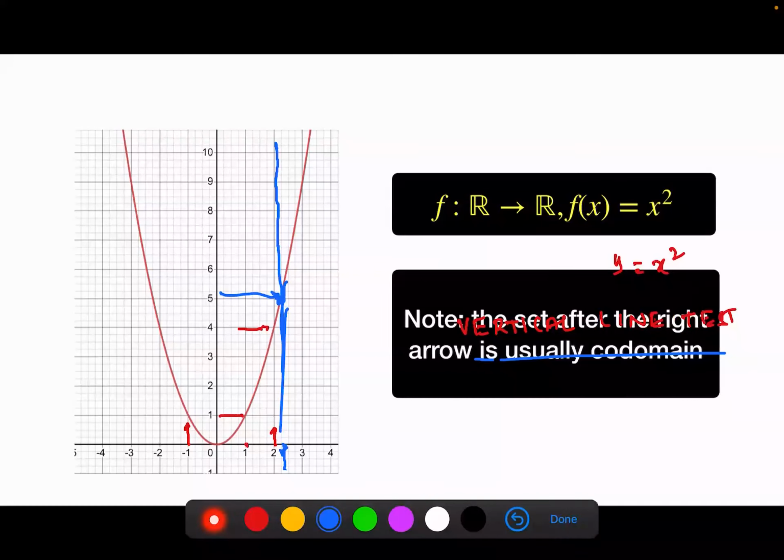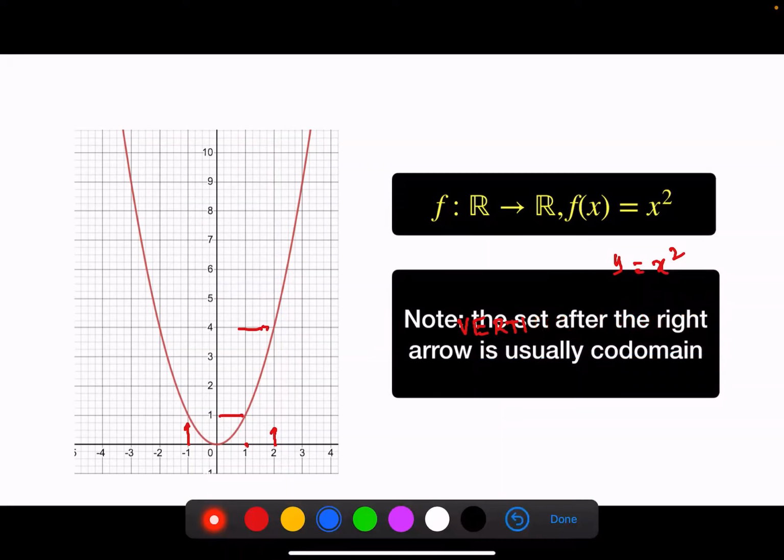Okay, so again, what did I write here? Let's see that. Let me erase this. Go back. Are you able to see what I typed there? Note the set after the right arrow. Whenever we have this definition, R to R, this set R is the codomain. Sometimes you may get confused that R to R is said, but not all values are there. So this is just the codomain.